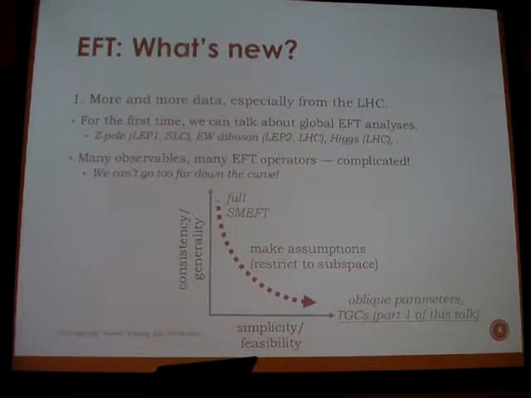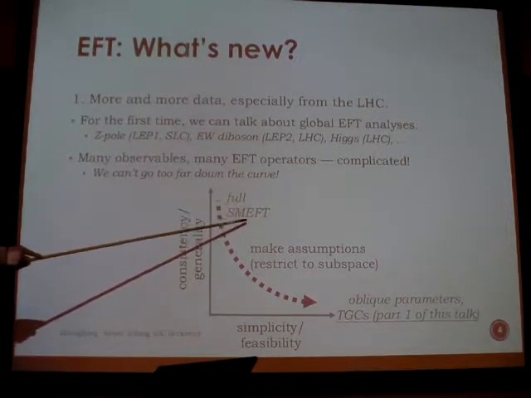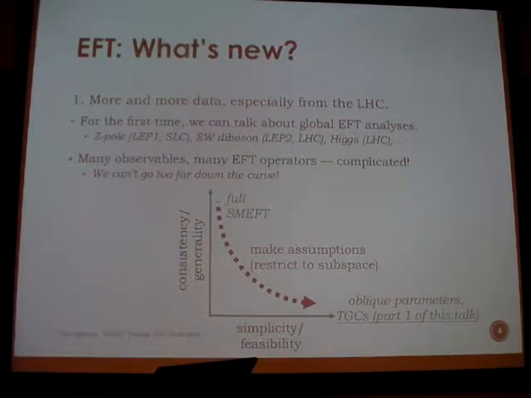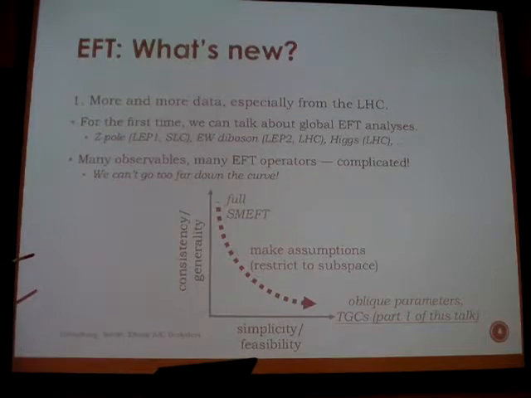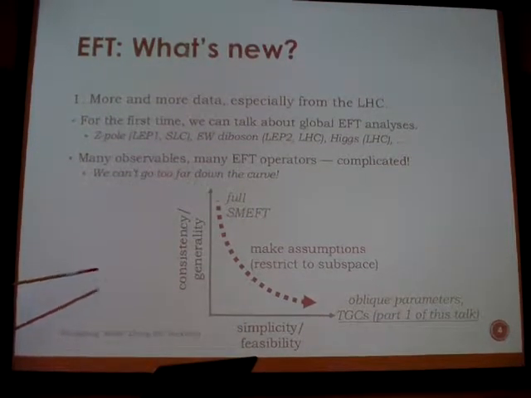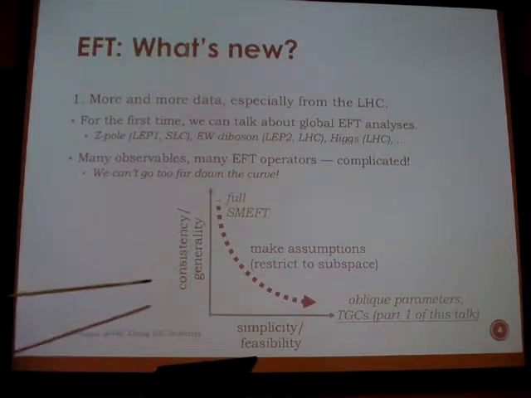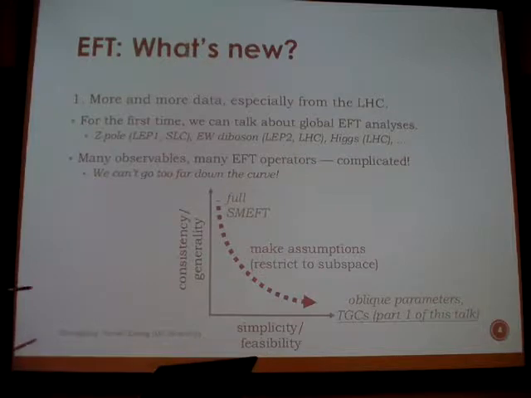So the picture I would like to draw is the following. In the ideal case, we would want to use the full standard model EFT, just write down any operator that is consistent with the symmetries of the standard model. But the calculation then will be really complicated, although you have a fully general calculation. So what we usually do to make the calculation more feasible is that we make assumptions to restrict ourselves to certain subspaces of the entire EFT parameter space.